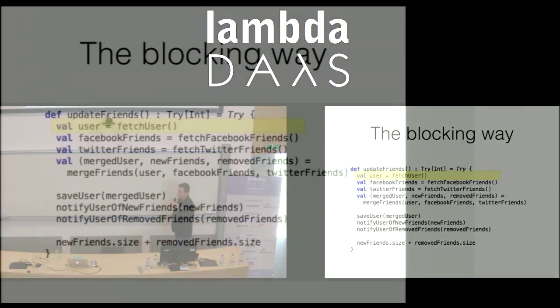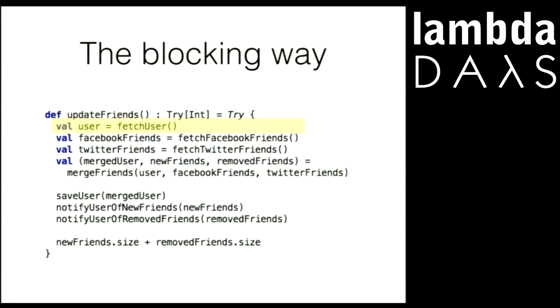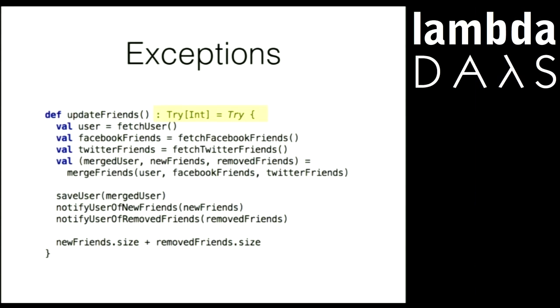So this is how the code would look for this procedure. We call it update friends. First thing we do is fetch the user from the database, our internal database. Then we go to Facebook and Twitter, fetch the graphs, merge them, save the user and send notifications. This procedure would generate a number of notifications, so added and removed users. And at the end we would wrap the result of this method with the Try type. We don't want unnecessary exceptions, we just want to nicely wrap it using Try.